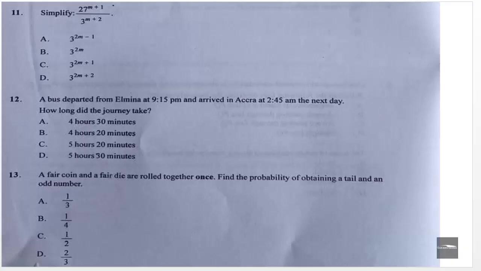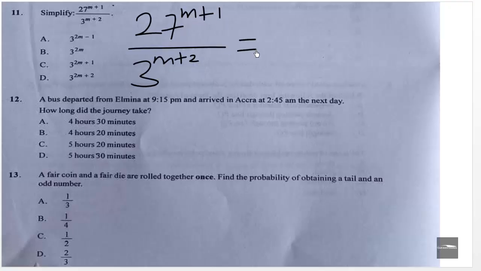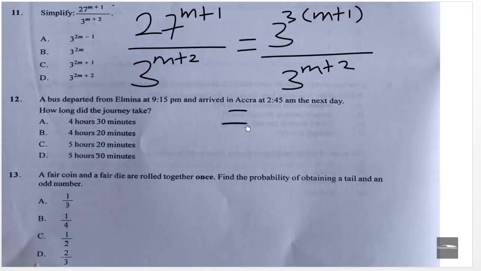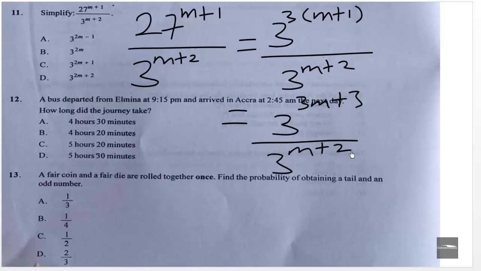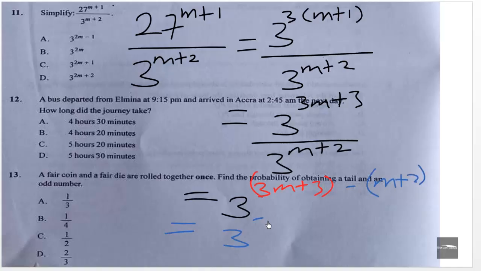We have to simplify this expression: 27 exponent m plus 1 over 3 exponent m plus 2. So this will give us 3 exponent 3 times exponent m plus 1. So that will give us 3 exponent 3m plus 3. We subtract m plus 2 from it, and that will give us 3m minus m is 2m, and 3 plus negative 2 is 1. So the correct answer is C.